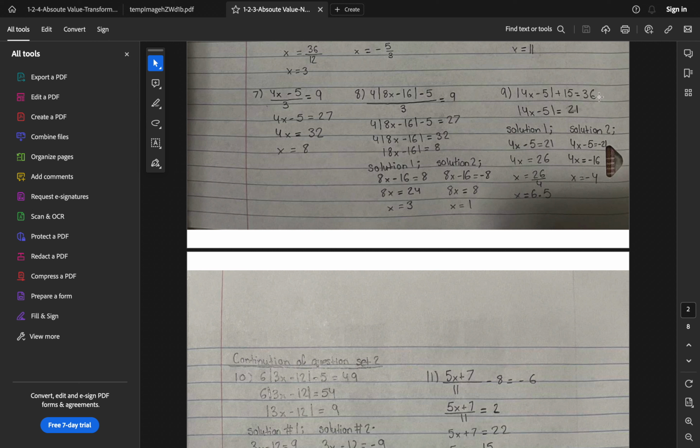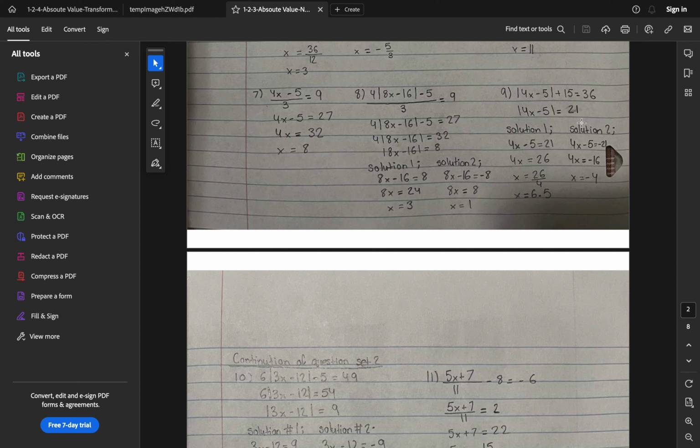Question number 9. We have the absolute value of 4x minus 5, plus 15 is equivalent to 36. Basically we rearrange, so we minus 15 on both sides. We get the absolute value of 4x minus 5 is equivalent to 21. So we do solution number 1, where it's equal to its positive value, which is 4x minus 5 is equivalent to 21. Rearrange to isolate for x, so we add 5 on both sides, because 4x is equivalent to 26. Divide by 4 on both sides, x is equivalent to 26 divided by 4. x is equivalent to 6.5.